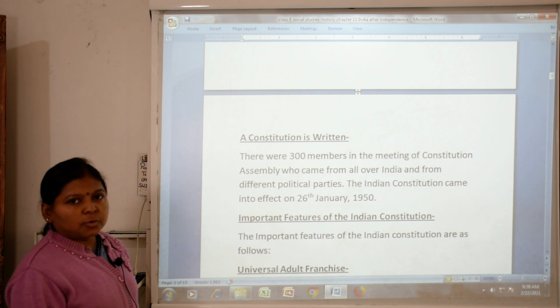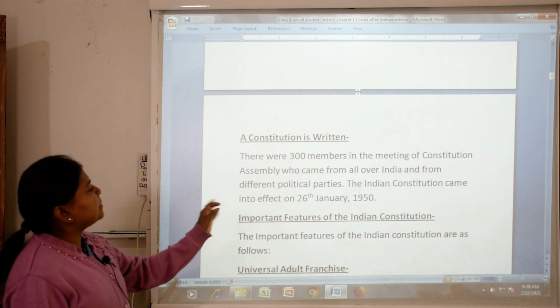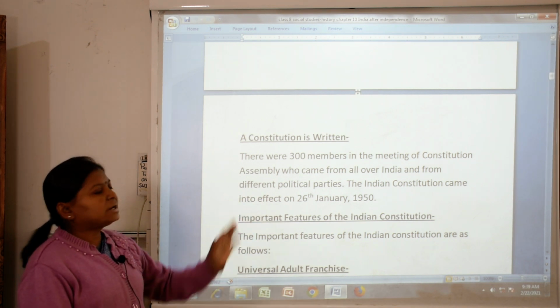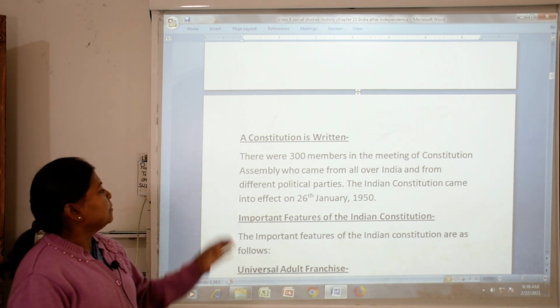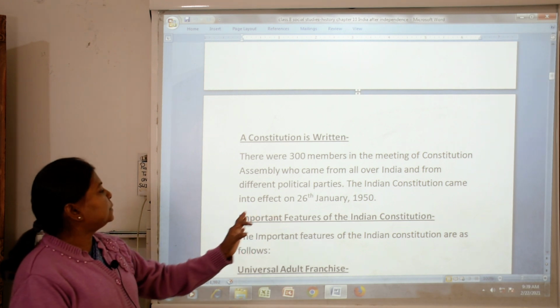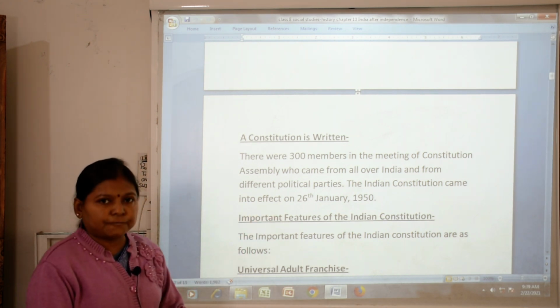What is written in the Constitution? A constitution is written. What does it mean? There were 300 members in the meeting of the Constituent Assembly who came from all over India and from different political parties. The Indian Constitution came into effect on 26 January 1950.